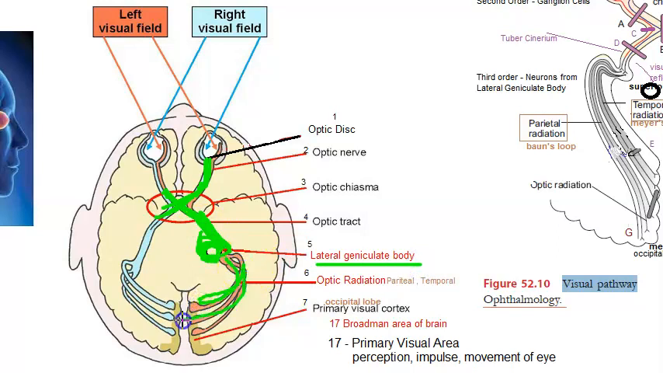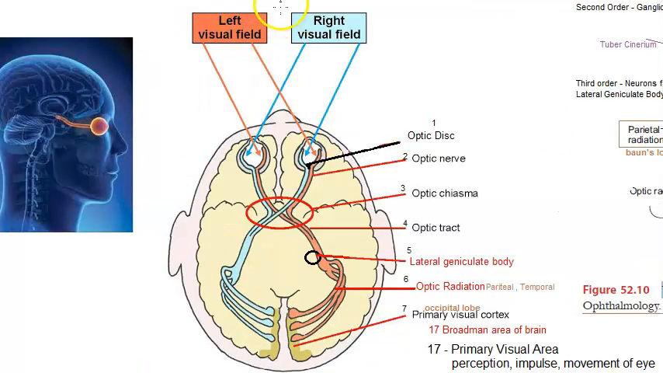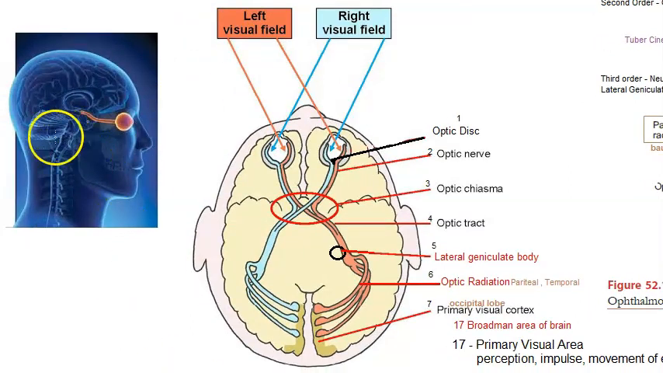There will be two radiations here: temporal radiation and parietal radiation. Now it has gone to the radiation. From there, where will it go? To behind your brain, the occipital part of your skull. So the information reaches the occipital part, where you have your visual cortex, the primary visual cortex. That is the last station they are showing here.